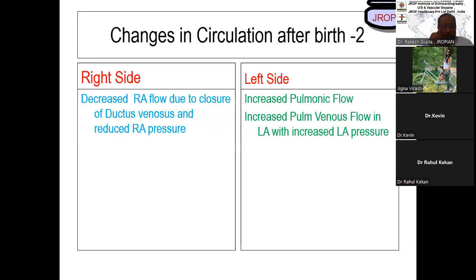So, right side: decreased RA flow due to closure of the ductus venosus and reduced RA pressures. Left side: increased pulmonic flow, and with that, increased venous flow in the LA with increased LA pressures.